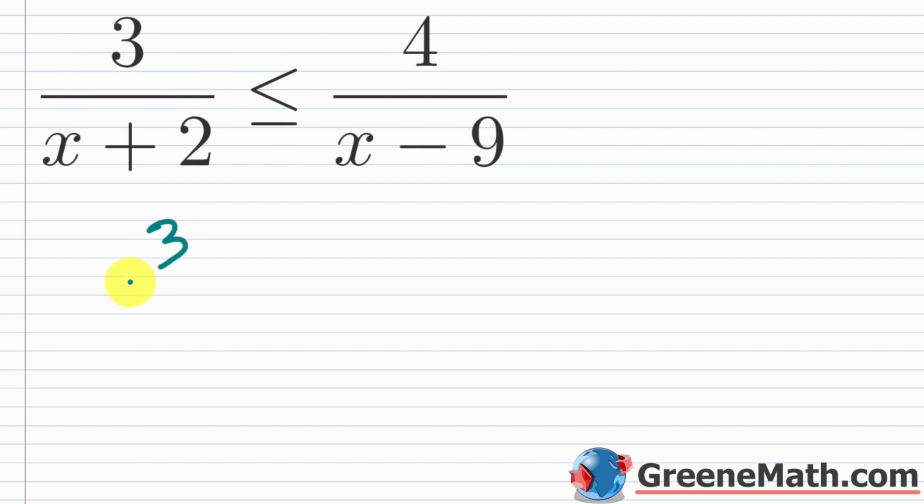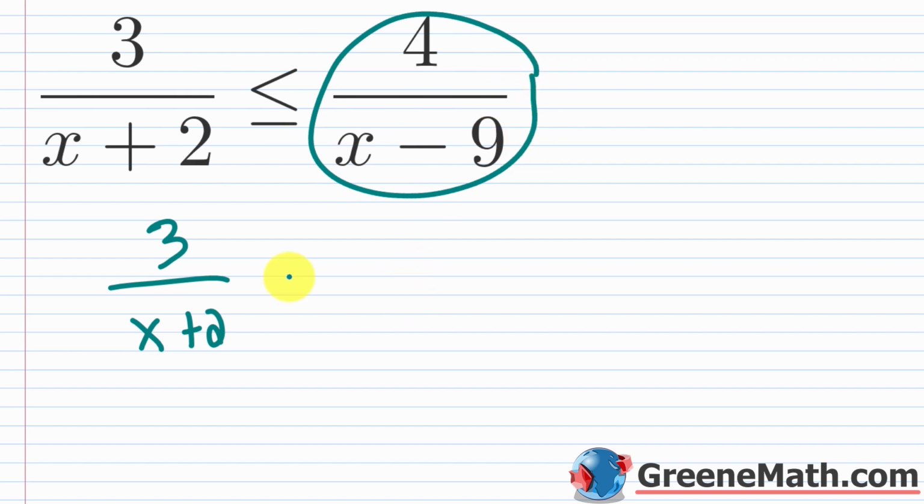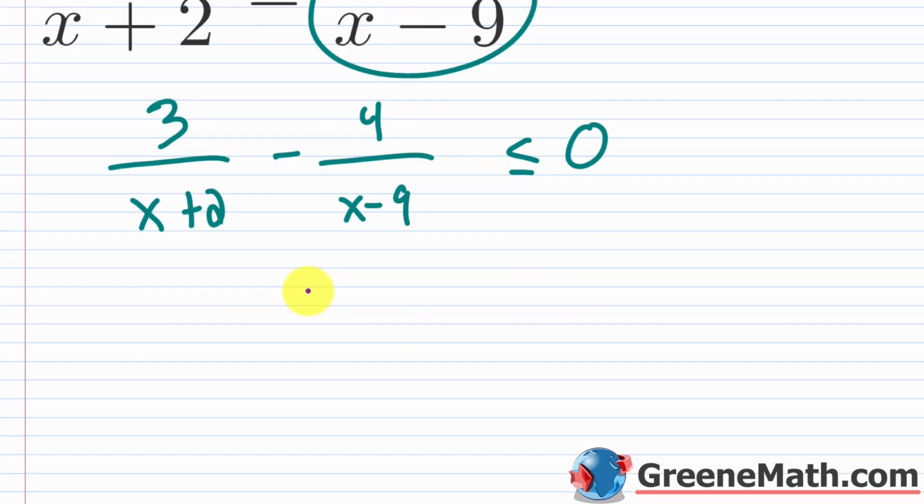So let's say this is 3 over x plus 2. I'm going to subtract this guy away from both sides of the inequality. So minus 4 over x minus 9. This is less than or equal to 0. Okay, so let's get a common denominator going. This denominator is x plus 2. This denominator is x minus 9, so there's nothing in common.